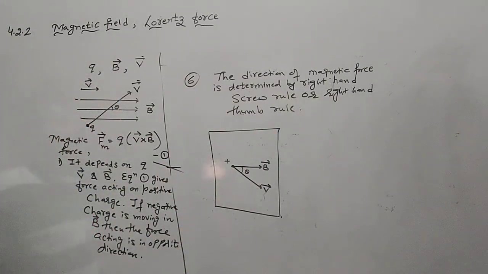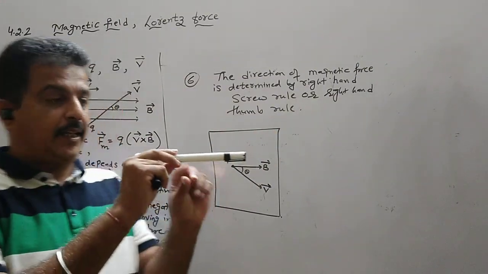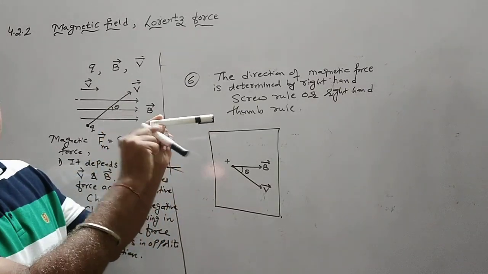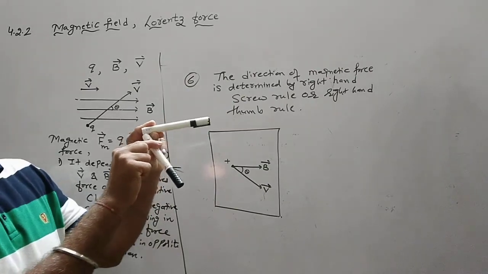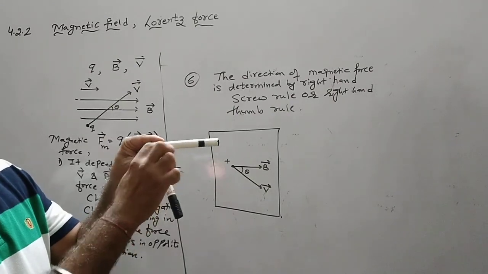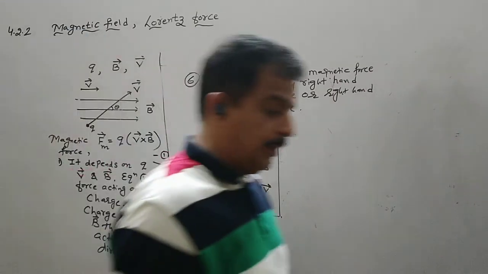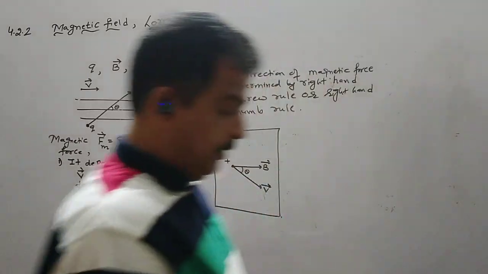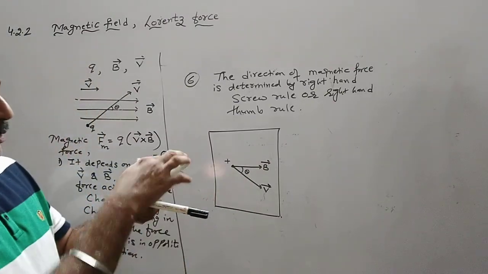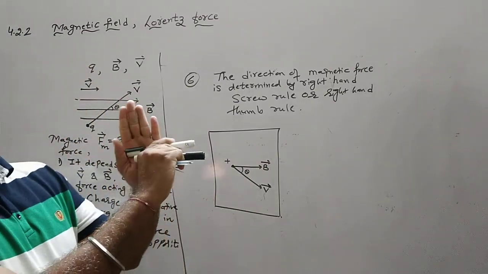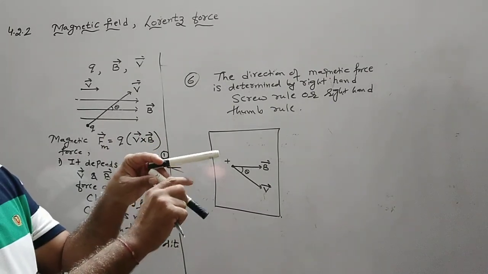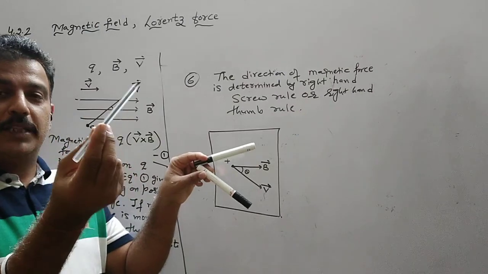So here the magnetic field is along the x-axis and the charged particle is entering making an angle theta. So this is an angle theta. Now you have to determine the direction of the magnetic force. So this is the plane. The magnetic field is along the x-axis. This is V vector. Now we assume this pen as a screw.